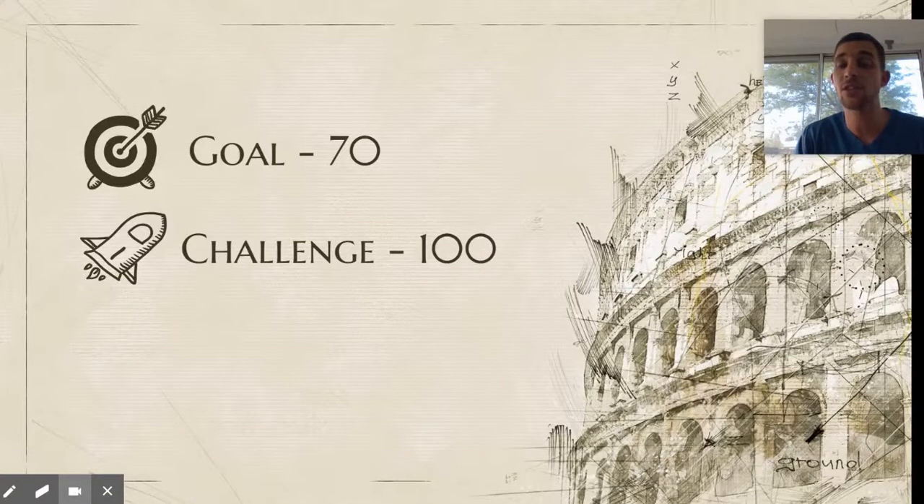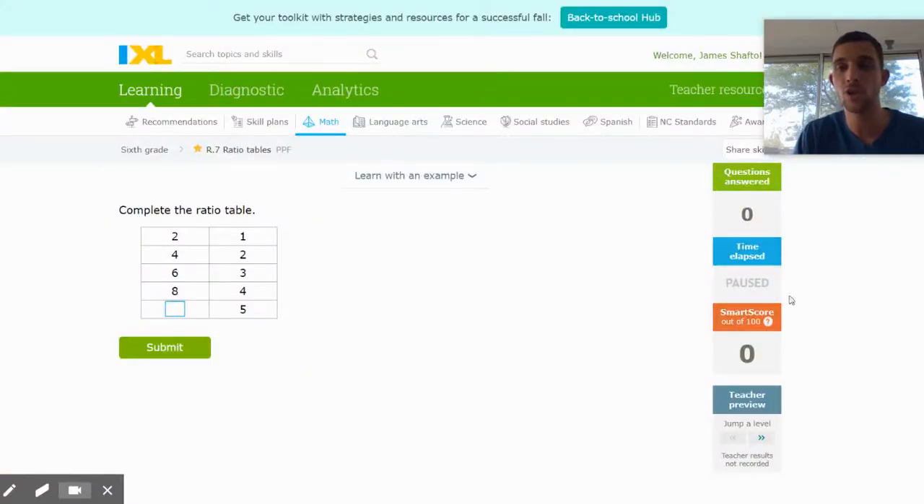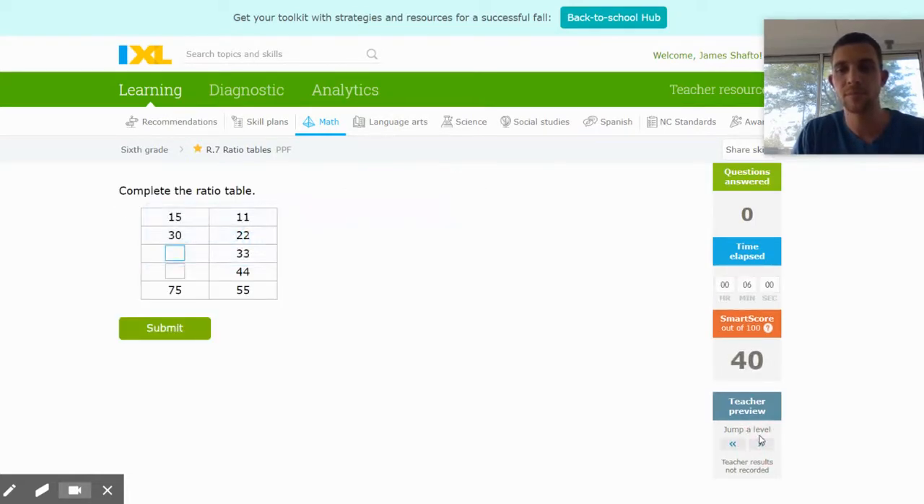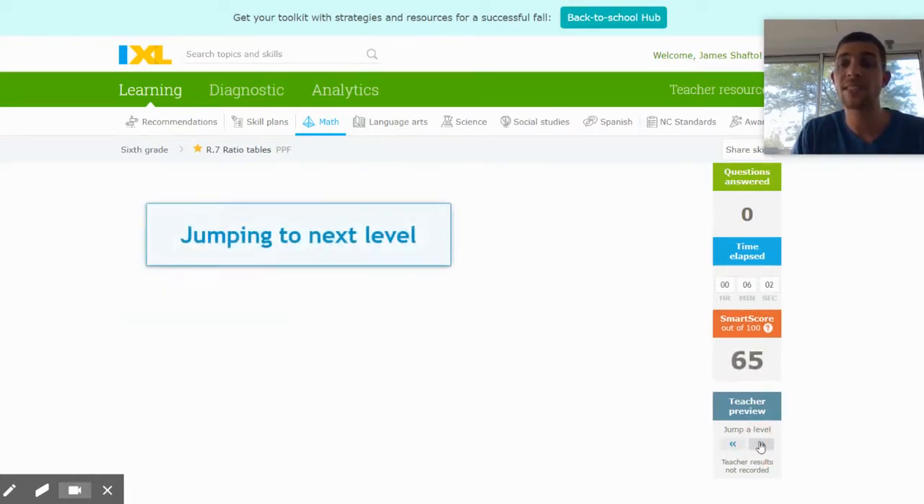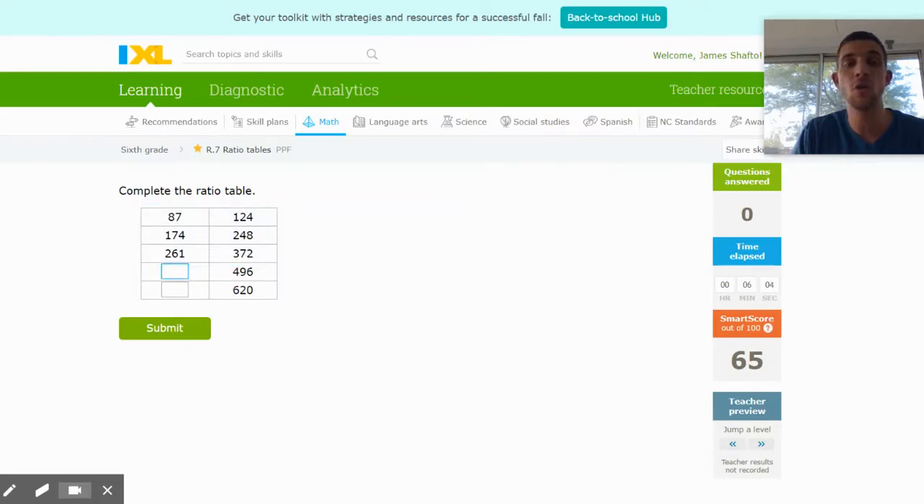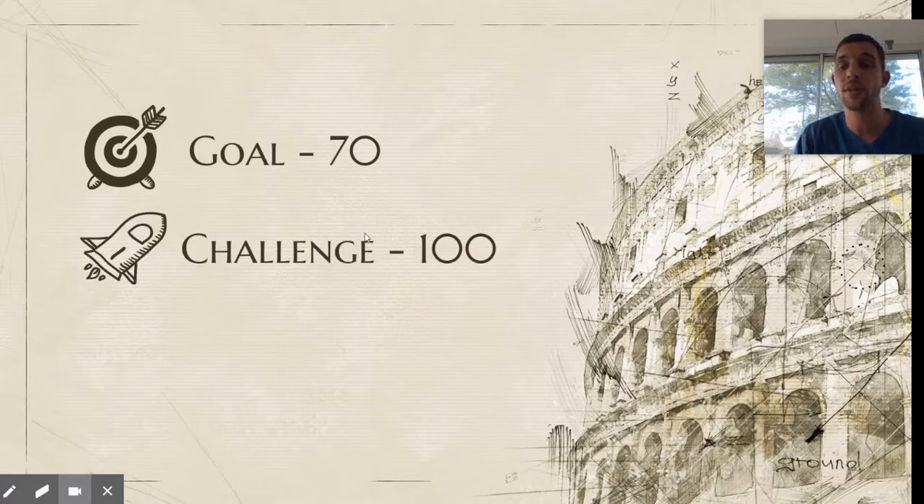You need to get to 70 on your SMART score, which is over here. As a challenge, you can go all the way to 100, and you may use a calculator on this assignment.